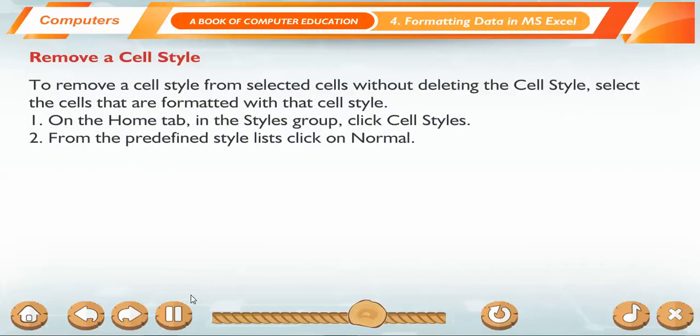Remove a cell style. To remove a cell style from selected cells without deleting the cell style, select the cells that are formatted with that cell style. On the Home tab in the Styles group, click Cell Styles. From the predefined style lists, click on Normal.